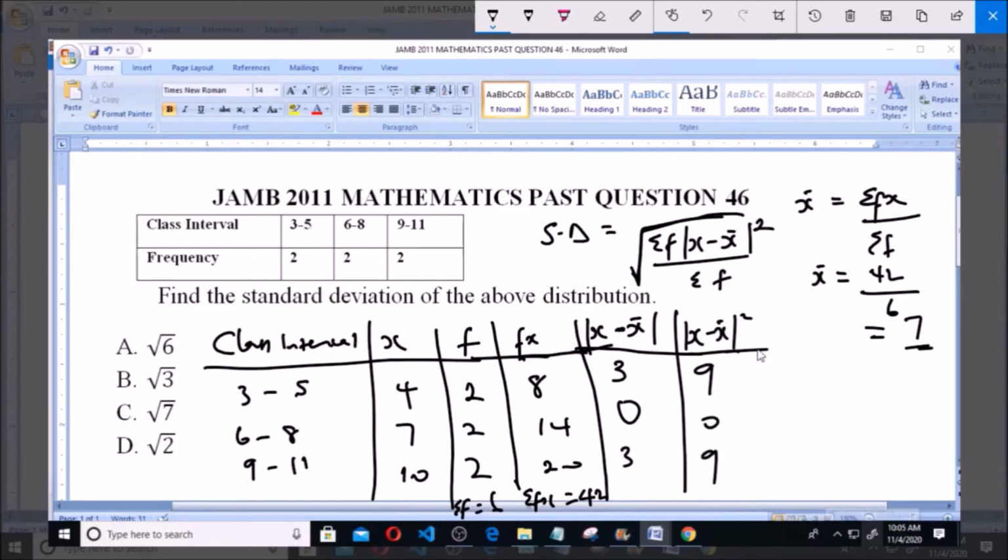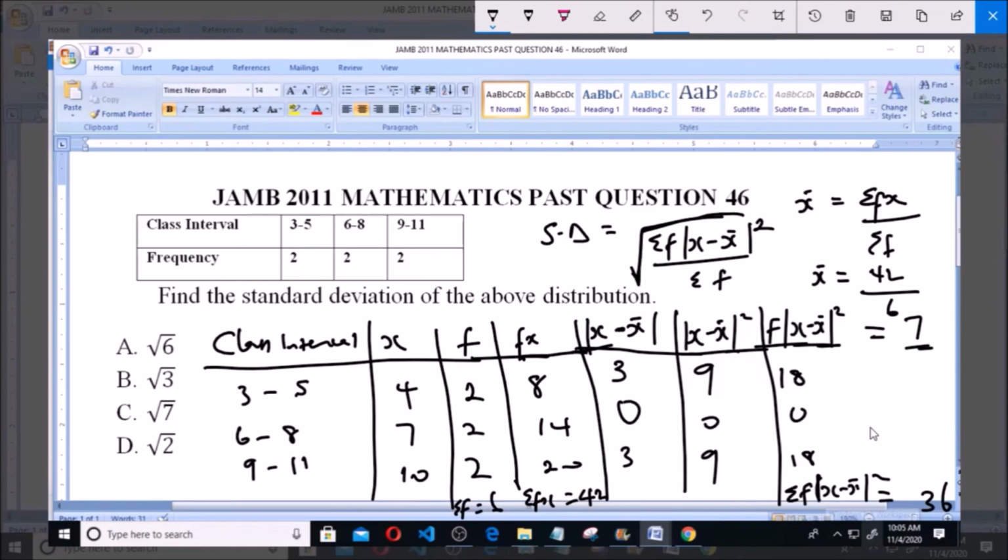Then the next is the multiplication of the frequency f and the square of x minus x bar, that is x minus the mean. So 9 times 2, the frequency, gives us 18. 2 times 0 gives us 0, and 2 times 9 gives us 18. So summation f times x minus mean squared is equal to 36.